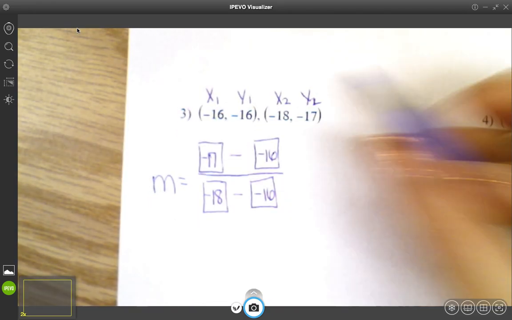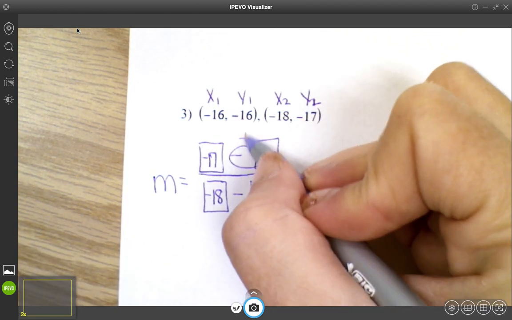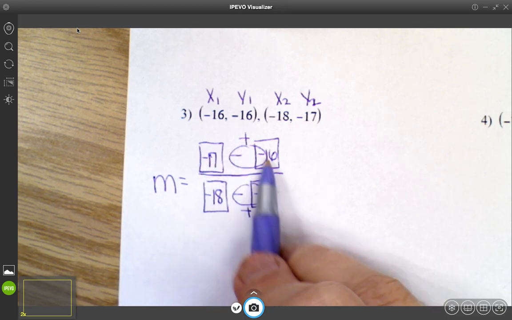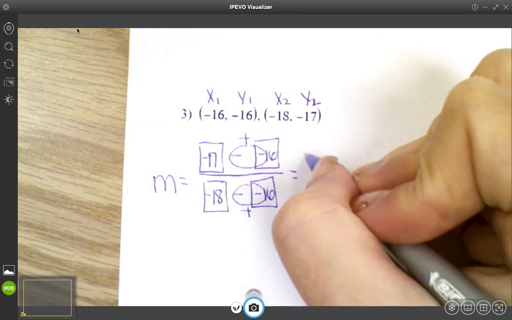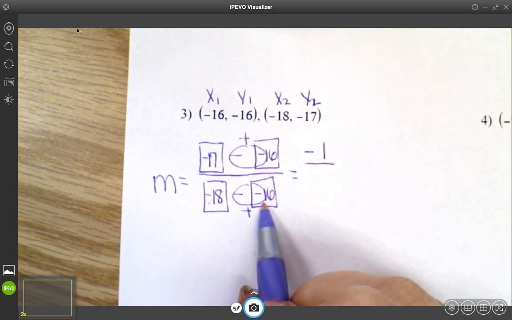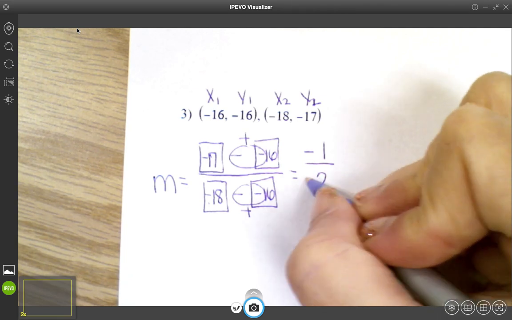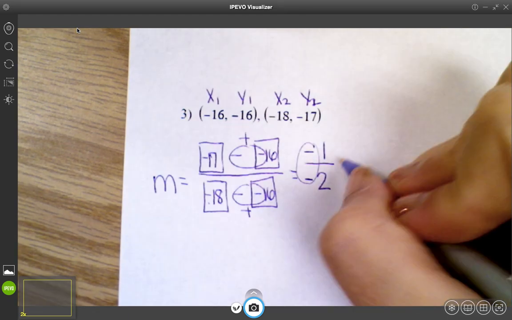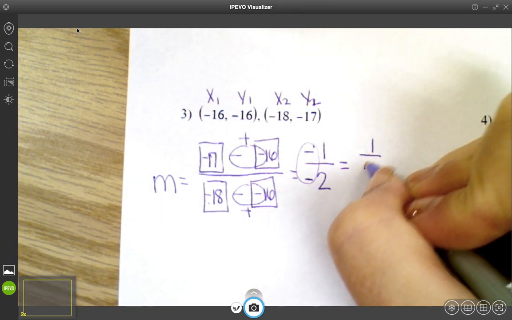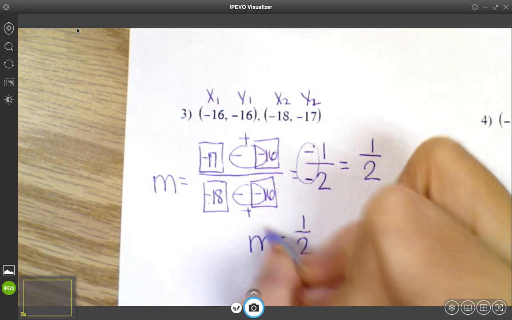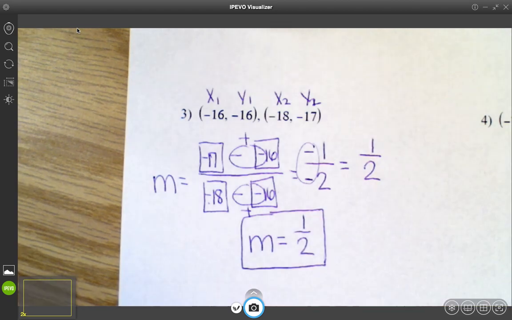So I think we all know that subtracting a negative really means plus on these. So we are doing negative 17 plus 16, which gives me a negative 1. Negative 18 plus 16 is a negative 2. Now, 1/2 can't be reduced, but what do we know about two negatives? I do expect you guys to turn those into a positive, so we would just say our slope is positive 1/2. So if we have two negatives, I do want you to simplify that into a positive.